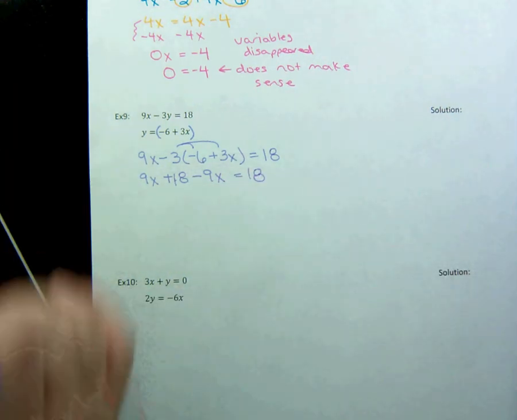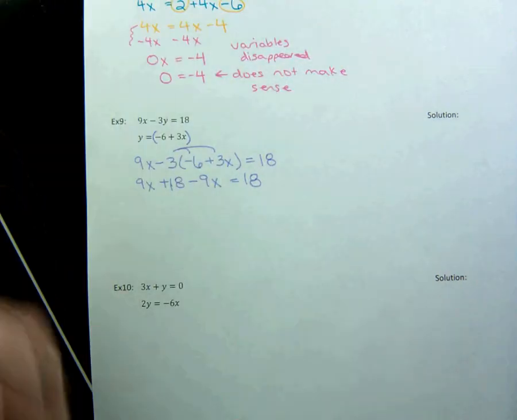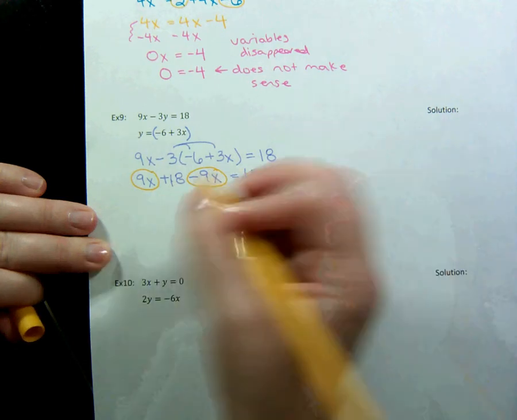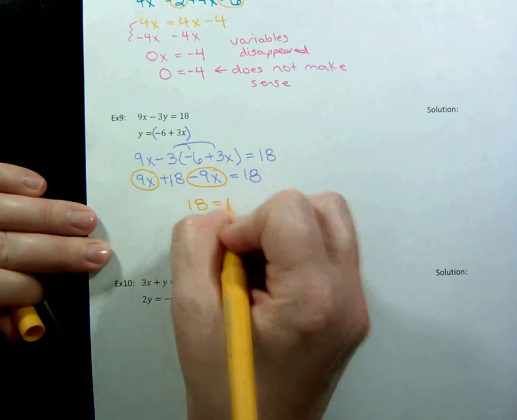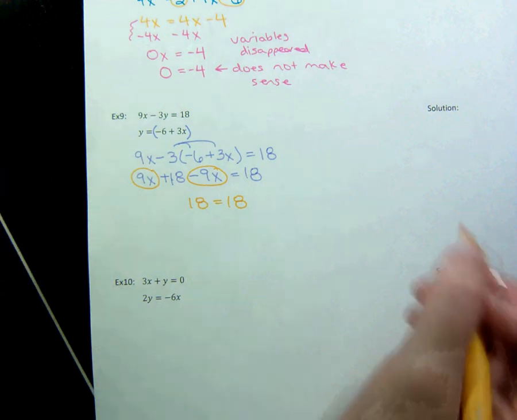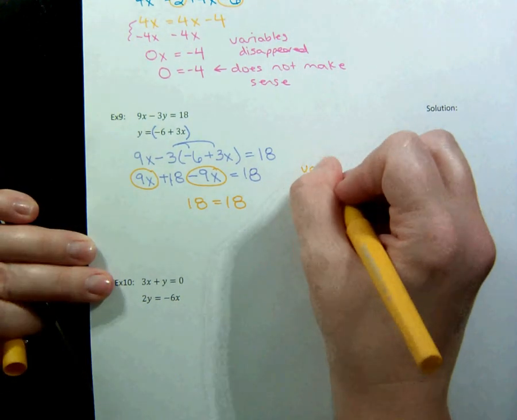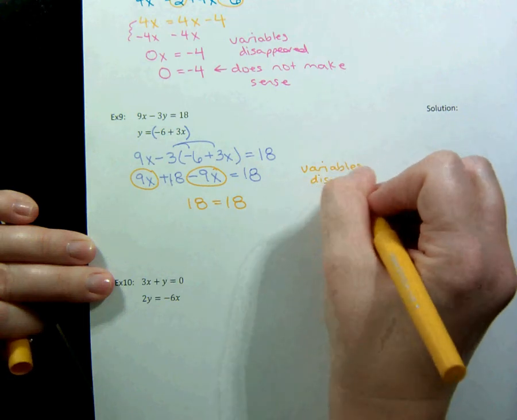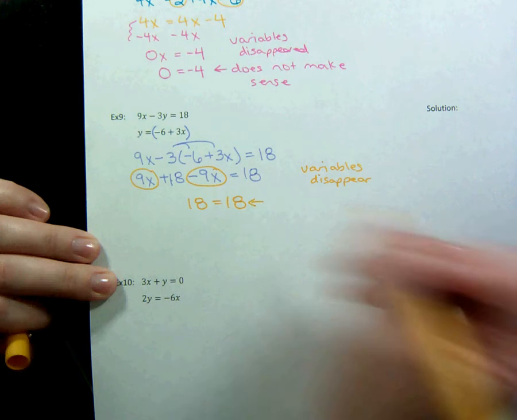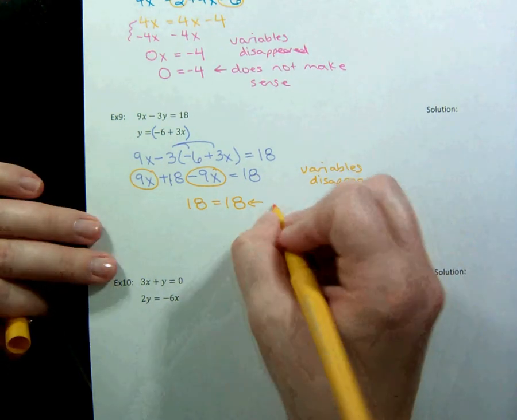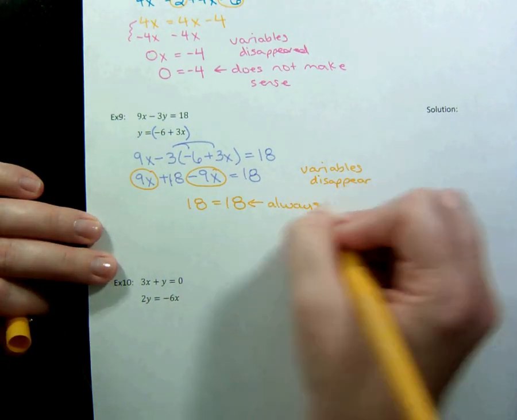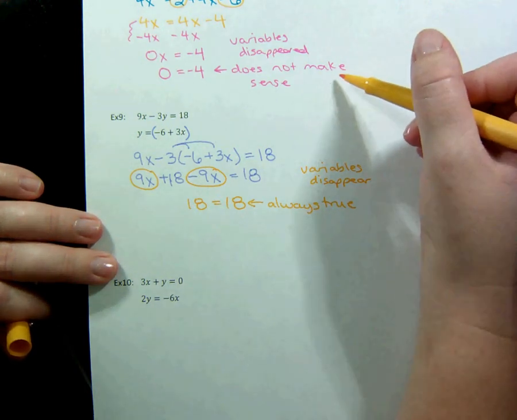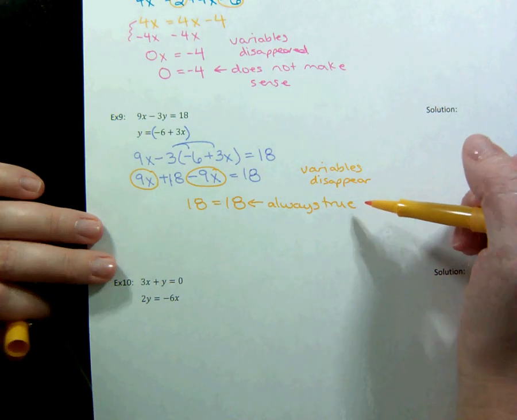When we go to combine like terms, we have 9x minus 9x, which cancels out, and we get down to 18 equals 18. Here again, the variables disappear, but we get down to something that's always true. 18 equals 18. That is always true. So up here we got down to something that does not make sense. Here we got down to something that's always true.